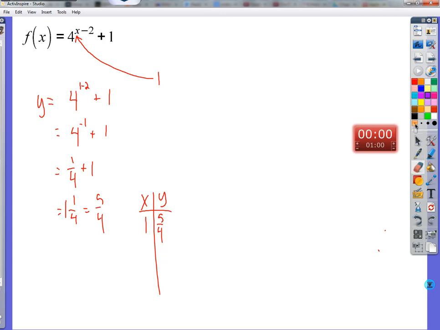Well, I'm going to need more points than that because I'm absolutely clueless about what this graph is supposed to look like. So that's done. What should I put in for x? I already put in 1. How about 2? 2 minus 2, that's 0. What's 4 to the 0? 1. Anything to the 0 is 1. This becomes 2, and I get 2. That's great. So I put in 2, get out 2.